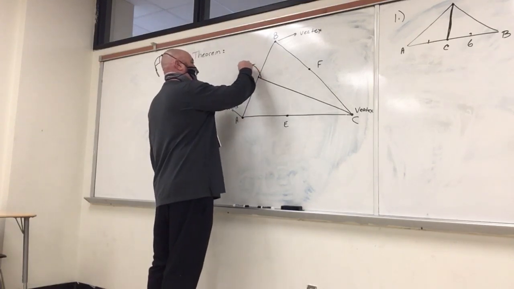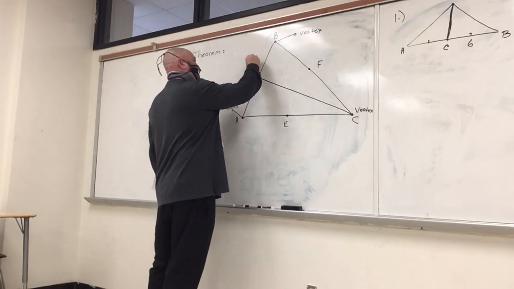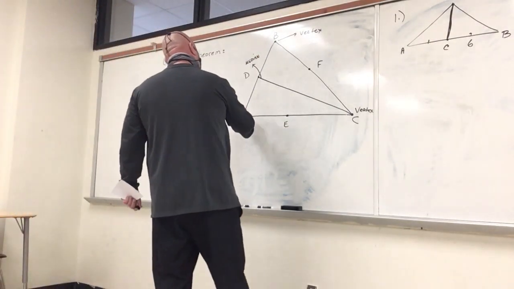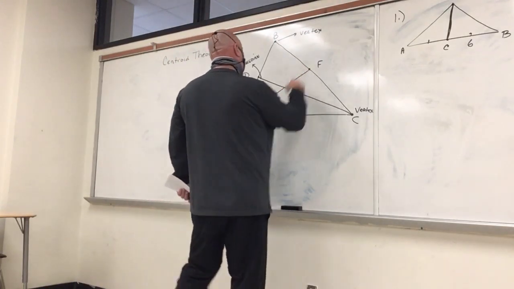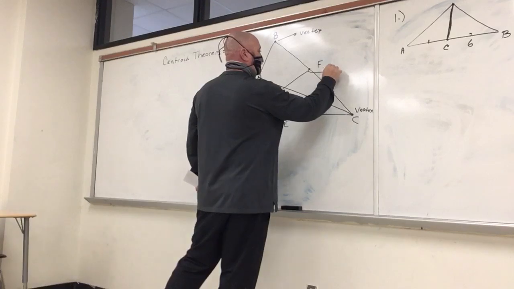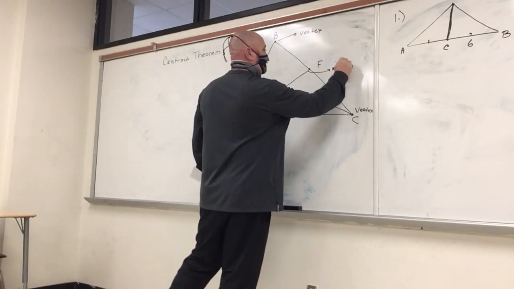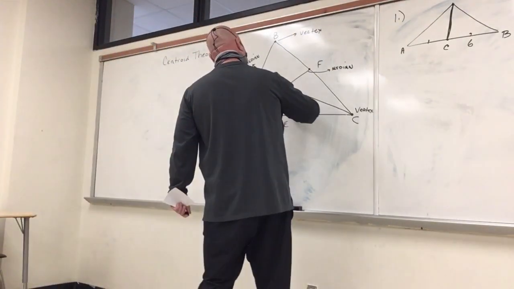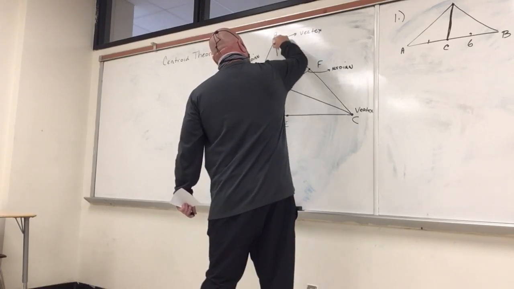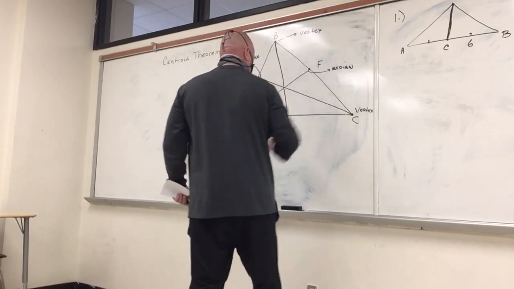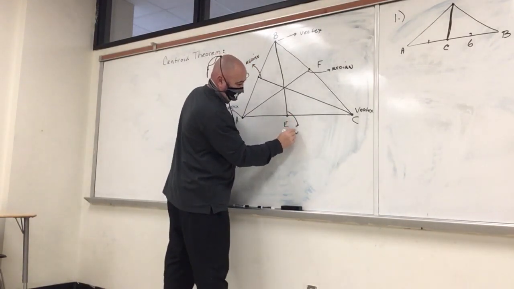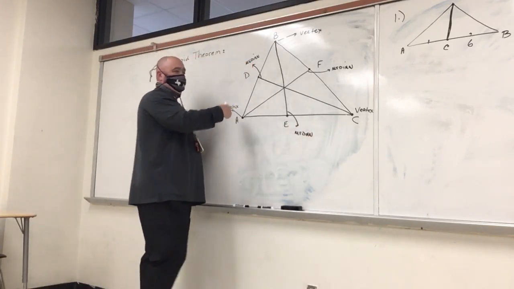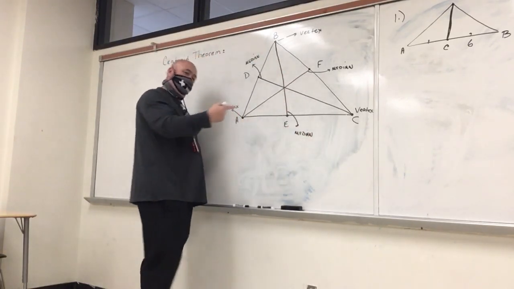This is called a median. I'm going to draw one right here. Try to make it as good as I can. That's also called a median. And I'm going to draw one right here. That's called a median. So we have three vertices, we have three medians, and we have three midpoints.